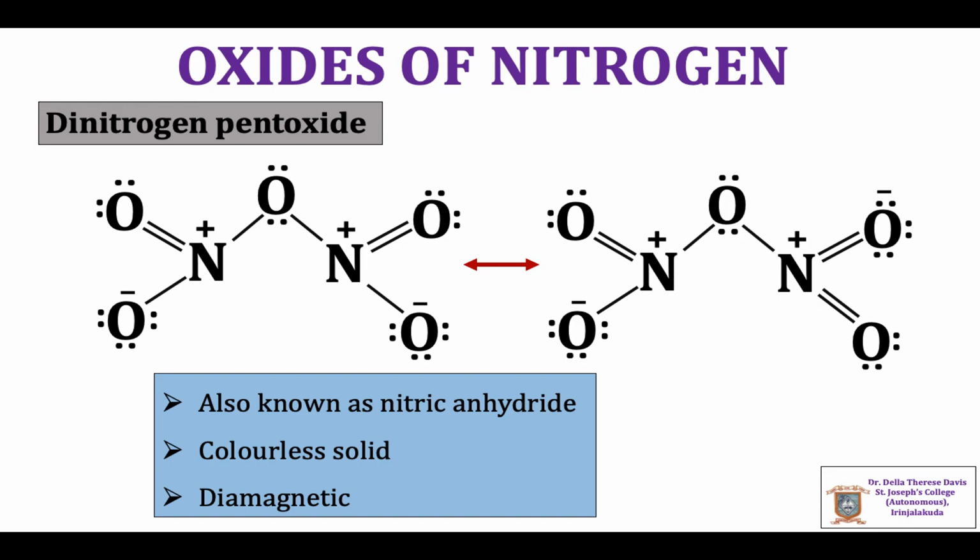The next oxide is dinitrogen pentoxide, which is also known as nitric anhydride. This molecule is diamagnetic in nature and a colorless solid. The oxidation state of nitrogen in dinitrogen pentoxide is +5. This molecule also exists in two resonance forms.